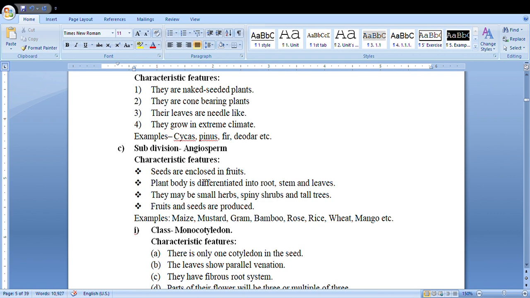Subdivision Angiosperm. Characteristic features: seeds are enclosed in fruits. Plant body is differentiated into root, stem, and leaves. They may be small herbs, spiny shrubs, or tall trees. Fruits and seeds are produced. Example: maize, mustard, gram, bamboo, rose, rice, wheat, mango, etc.